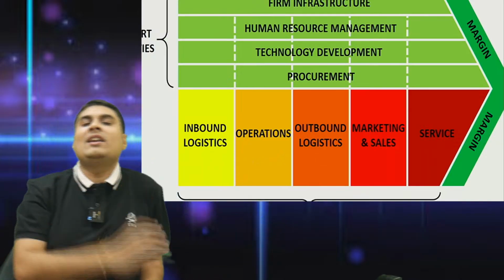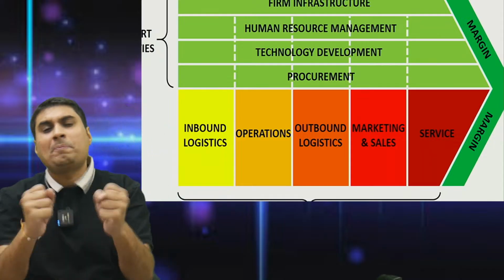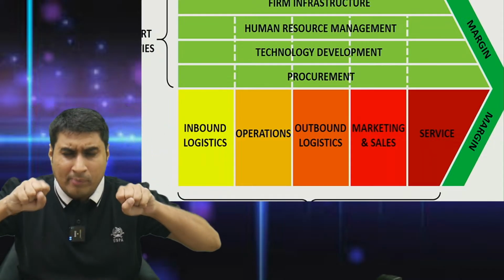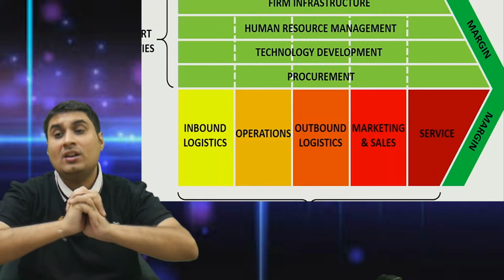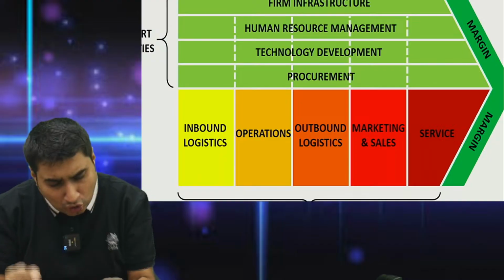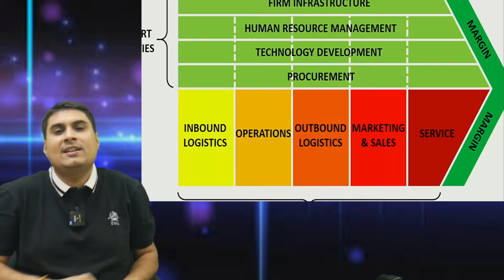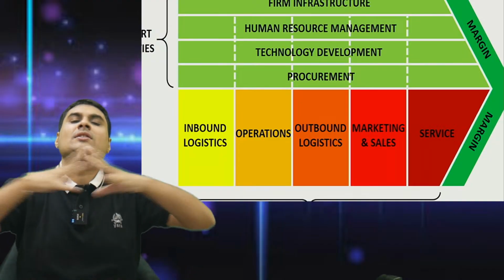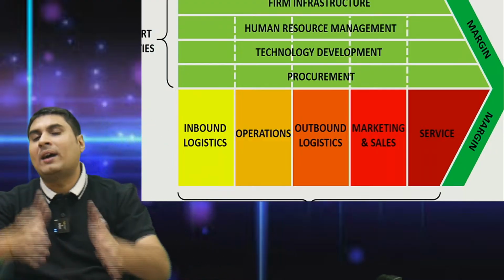I need to manage. One last time, in 2 minutes over. Tell me, what are primary activities? Inbound logistics, raw material. Make the goods, operation. Deliver the goods, outbound logistics. For delivering, I need strong marketing. After marketing, after sales service. Clear? So inbound logistics, operation, outbound logistics, marketing, service.